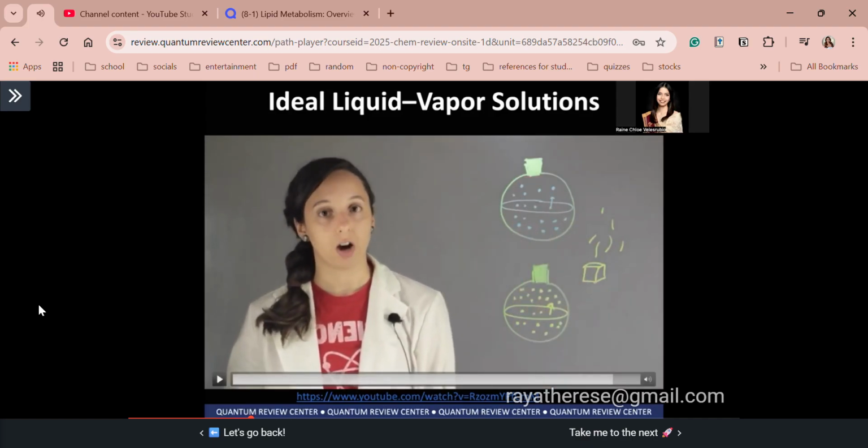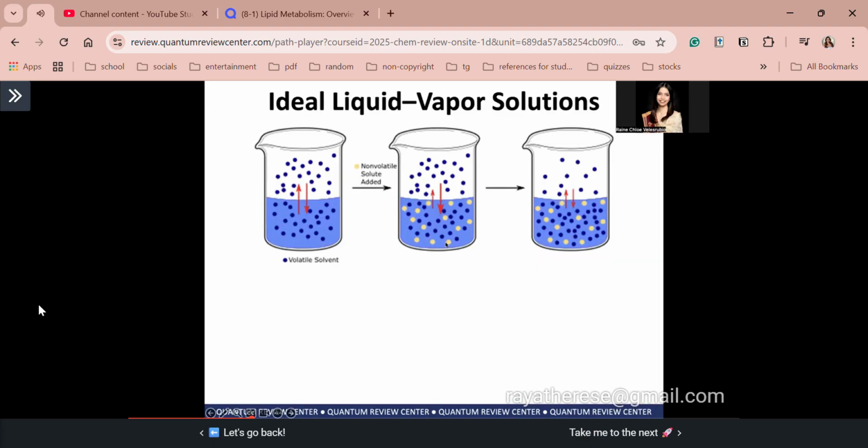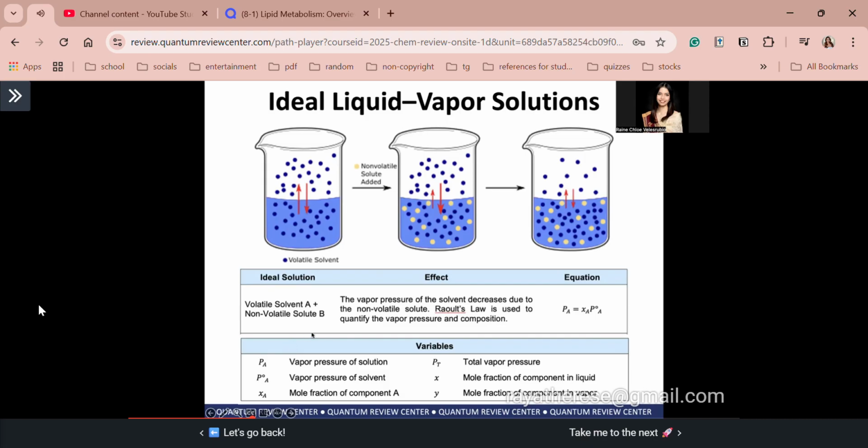So now you know the difference between a non-volatile and a volatile liquid, okay? So that will help you in our next discussion, okay? So here we have, in this situation, a volatile solvent A plus non-volatile solute B, okay? And then what happens in their liquid vapor solution, okay?